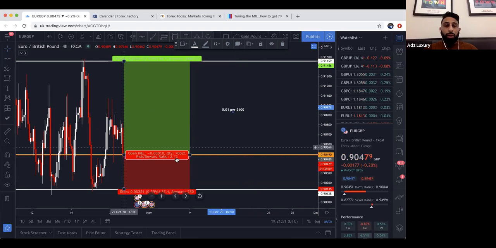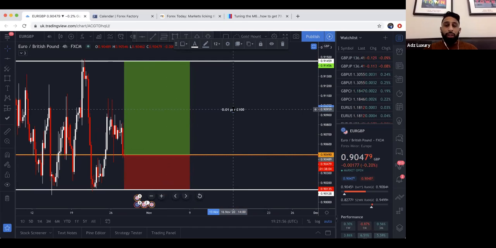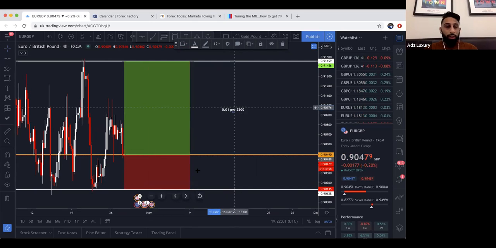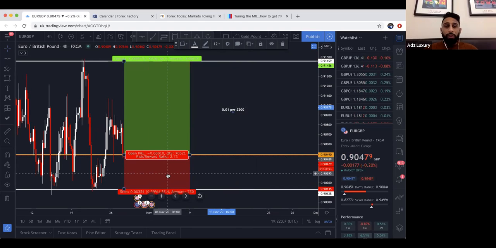So 0.01 per £100 would only lose you about 3.5% on this. So that means on this very trade, we have to use 0.01 per £200, which means we have to cut our lot size down even further in half. Therefore, we are only losing about 1.7% of our account.